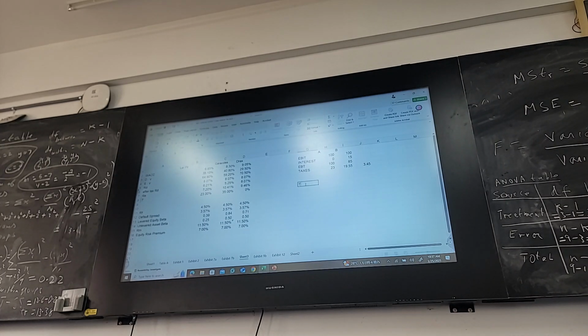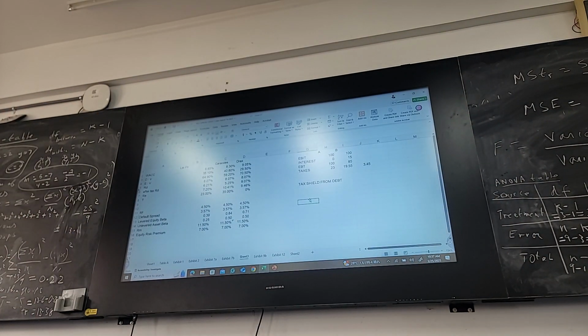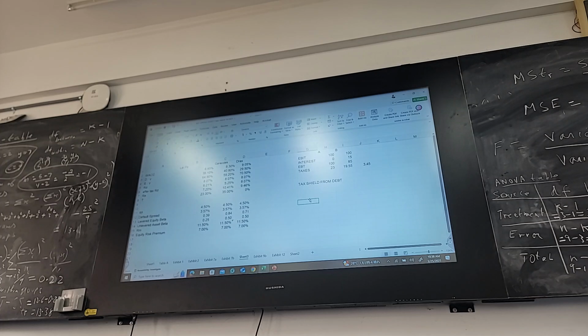Sometimes people talk about a tax shield from debt. Why is there no tax benefit from equity financing? Why is there no tax effect from using equity financing? Because when do dividends get taken out? At the end of the year, at the end of the period. Okay, but dividends get taken out after you've got your net profit. Right, so it doesn't affect your taxable income.